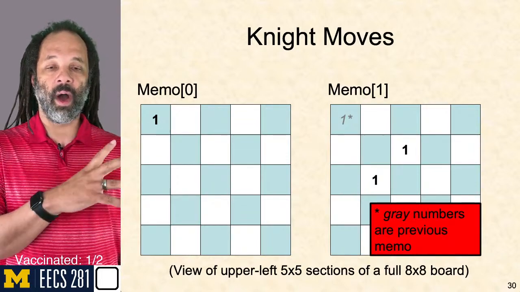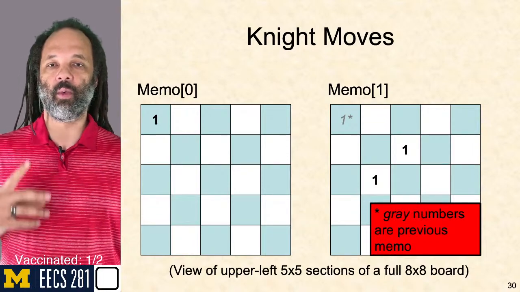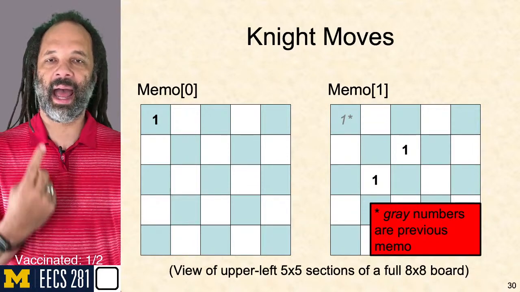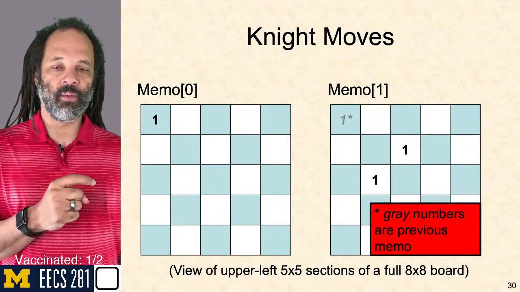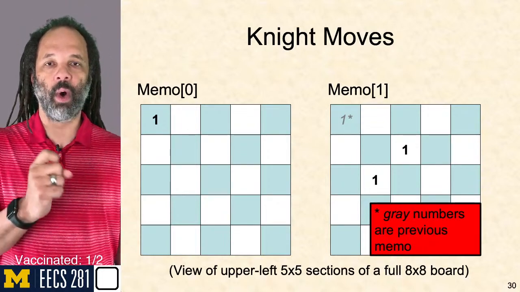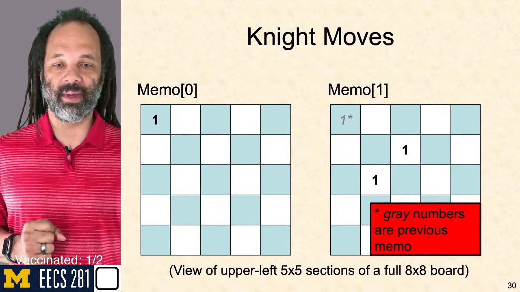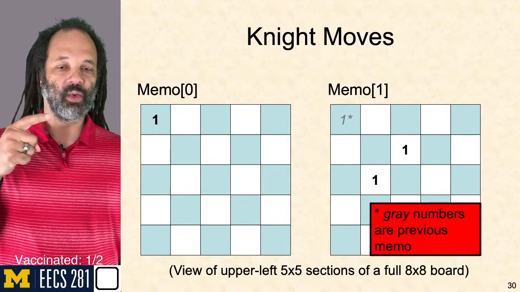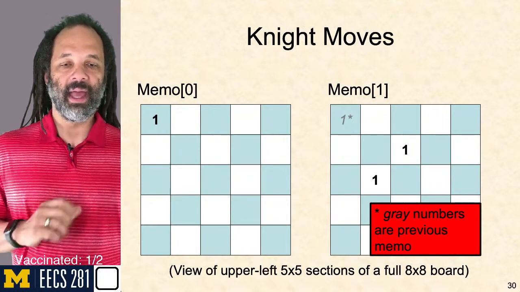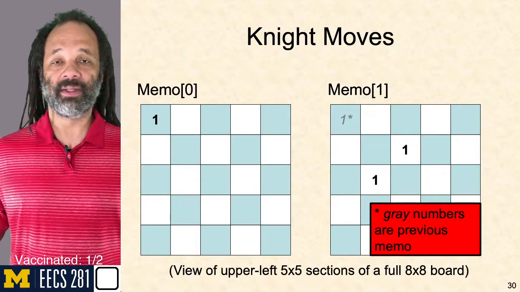In memo 1, which is all of the places I can be after 1 step, and how many ways I can get there, I've got that 1 in row 3, column 2. I've got the 1 in row 2, column 3, because if I start at this place in memo 0, I can get to those 2 places with 1 step. Everything else in memo 1 is a bunch of zeros.